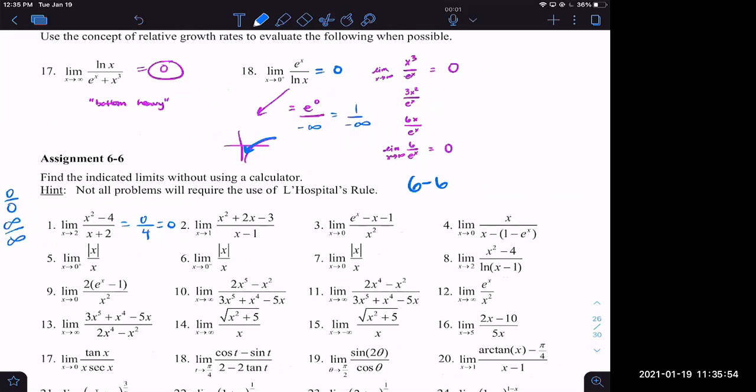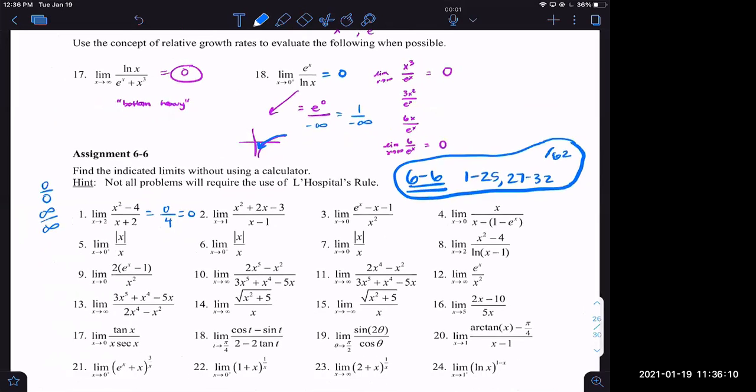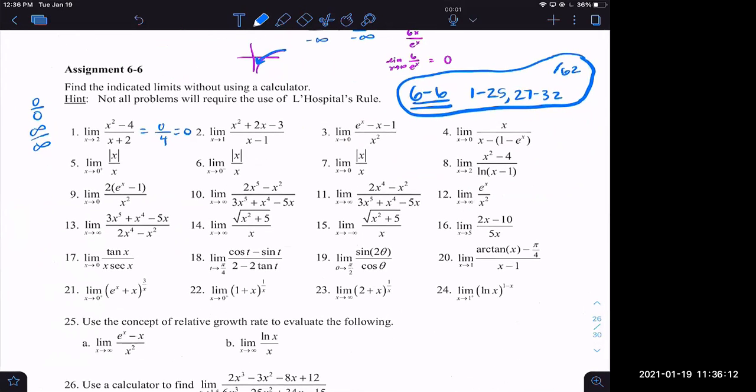So your assignment 6-6, you have questions 1 through 25 and 27 through 32. At first it seems like a really long assignment, but we just did problem 1. You can see some of them go really fast. There's maybe a couple where you have to do L'Hopital's rule twice, but for the most part, they're not too bad. You can use relative growth rate. So some of them you can do without showing any work.